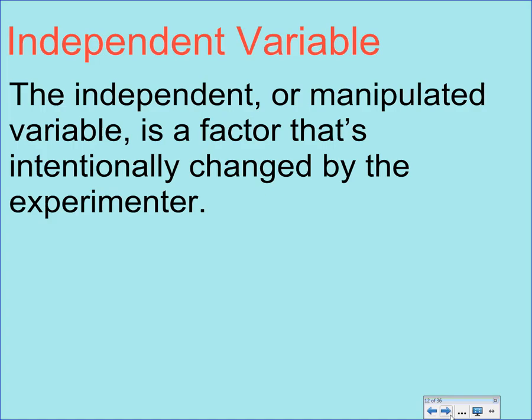All right, so independent and dependent variable. Let's start off here with our definition of independent variable. The independent variable or the manipulated variable is a factor that's intentionally changed by the experimenter. I will always abbreviate this when I can, independent variable.